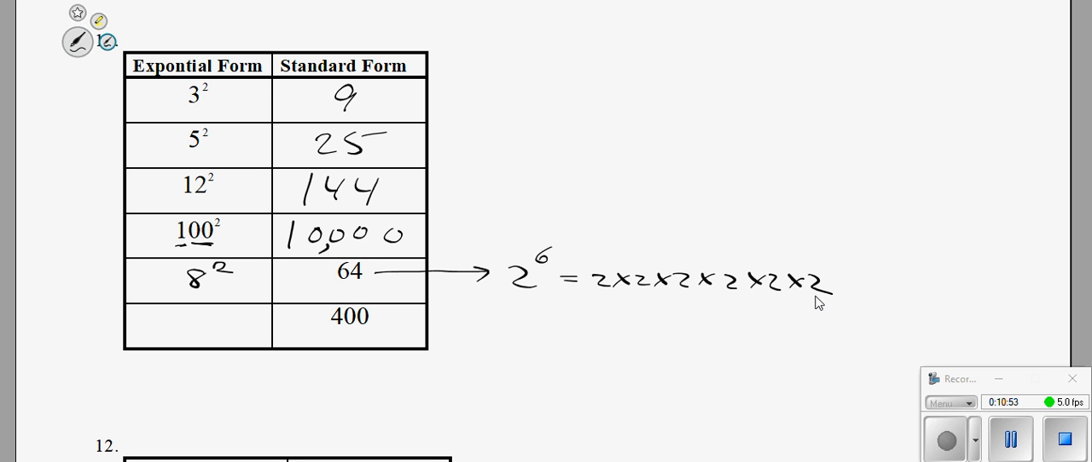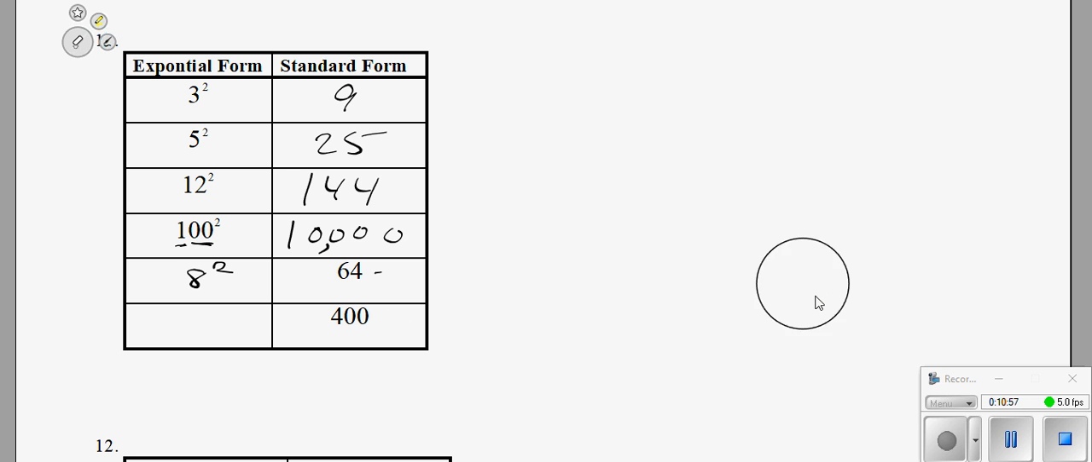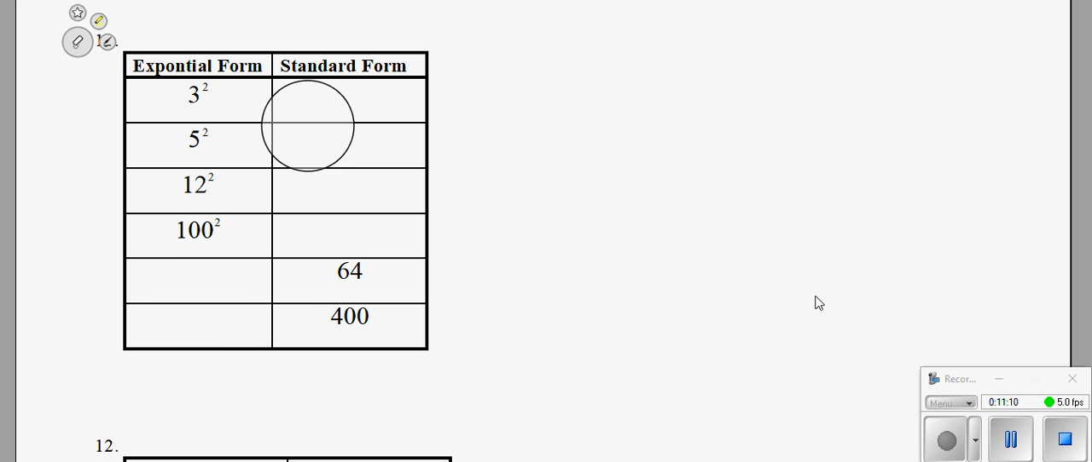But since we don't know that yet, I don't think anyone had that. I think everybody had 8 to the exponent of 2. And finally, 400 would be 20 to the exponent of 2 as well. So 1 point for each of those, which is 6 points. And then scroll down, and our last question.